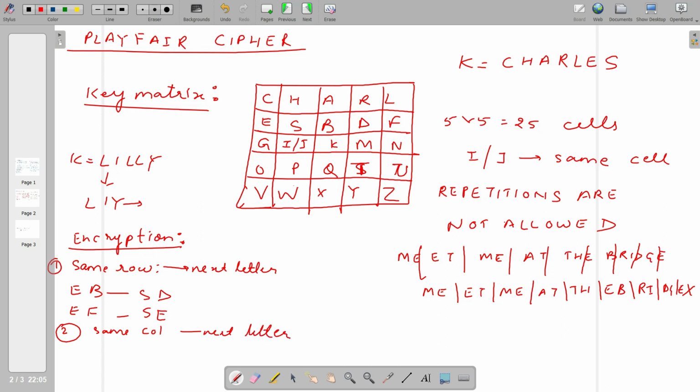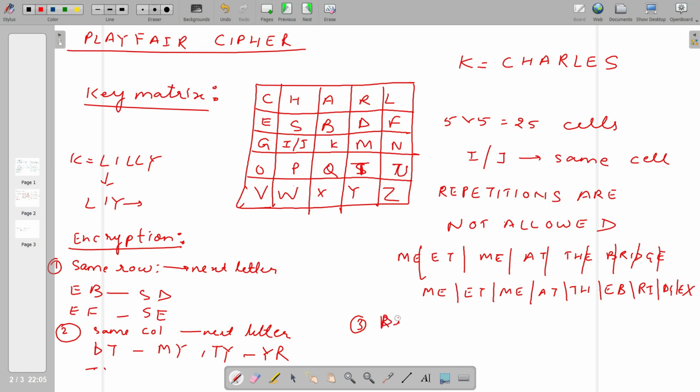If they are in the same column, then also we are going to replace them with the next letter. For example, D and T. This D and T are in the same column, so D will be replaced with M and T will be replaced with Y. The second example is T and Y. So T and Y are in the same column, so T will be replaced with Y and Y will be replaced with R. Now the third case is if they are in a different row and different column.